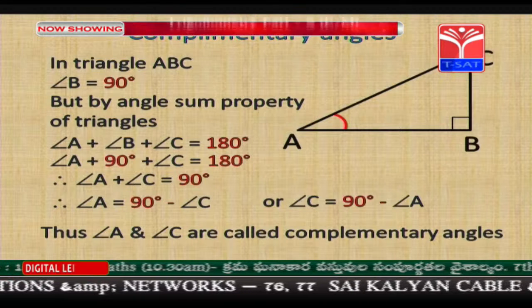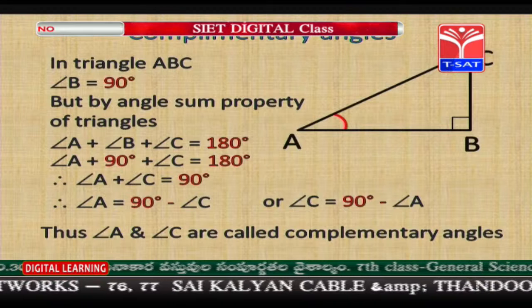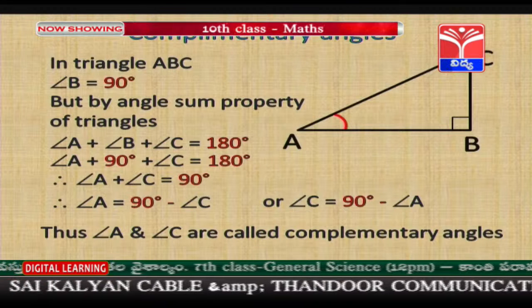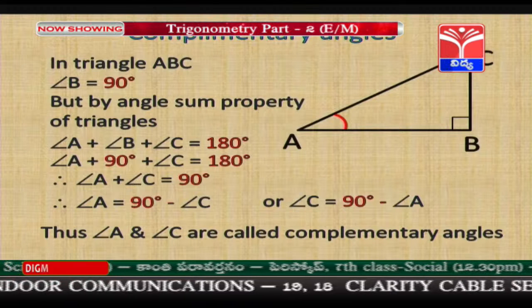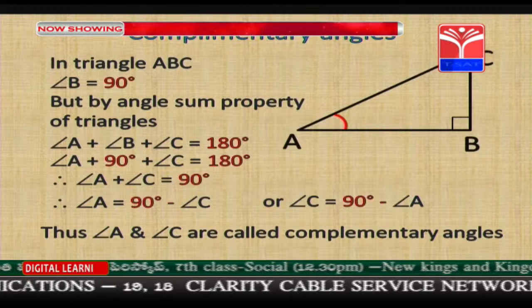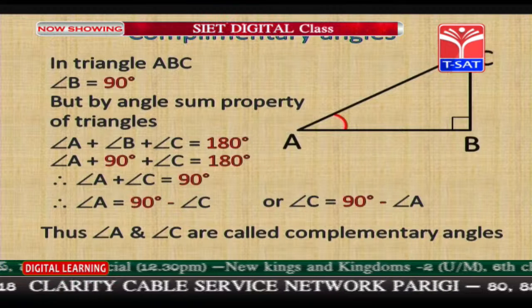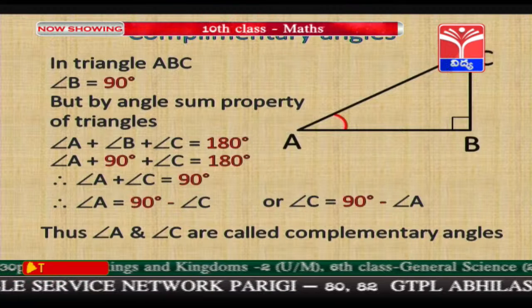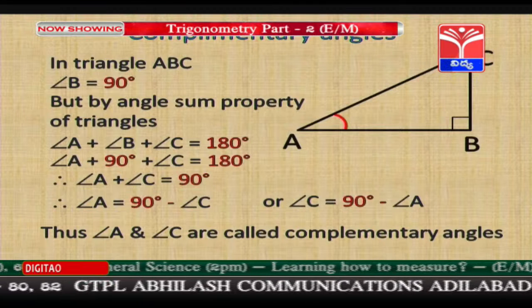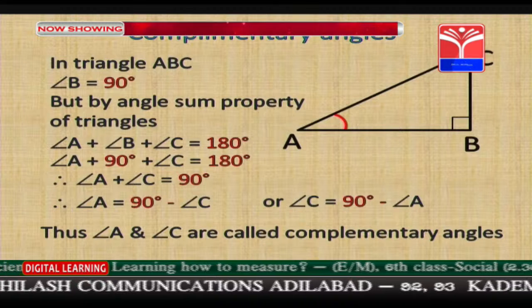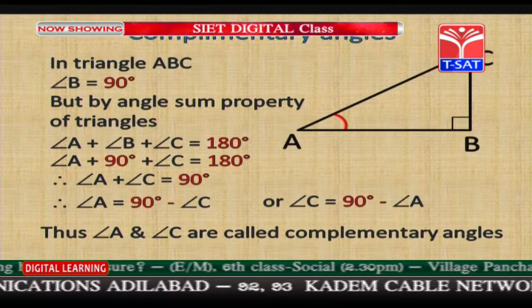So, please see, in triangle ABC, angle B is equal to 90 degrees, but by the angle sum property of triangles, we can say that angle A plus angle B plus angle C is equal to how many degrees? 180 degrees. That means, angle A plus 90 degrees plus angle C is equal to 180. Therefore, angle A plus angle C is equal to 180 minus 90, that is equal to 90 degrees.